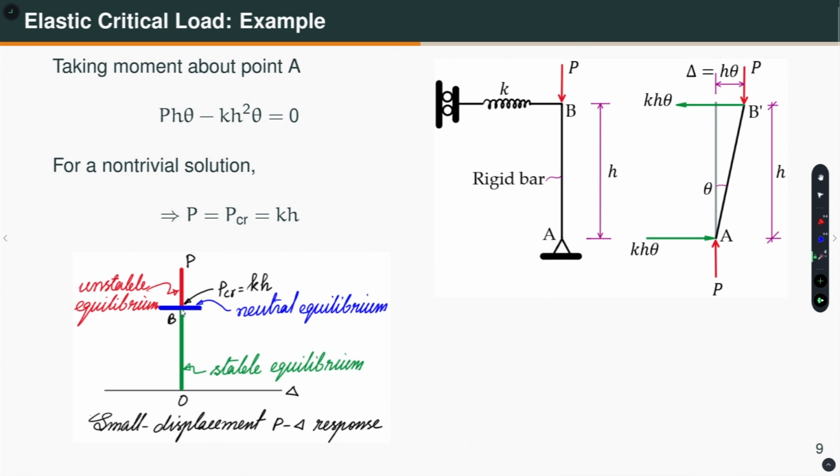So, this point is called the bifurcation of equilibrium, because from here you can see this is the alternate loading path. It was going vertically, there was no delta, but then all of a sudden it can go to the right or it can go to the left. Therefore, it is called the bifurcation of equilibrium. Two alternate load paths are possible.